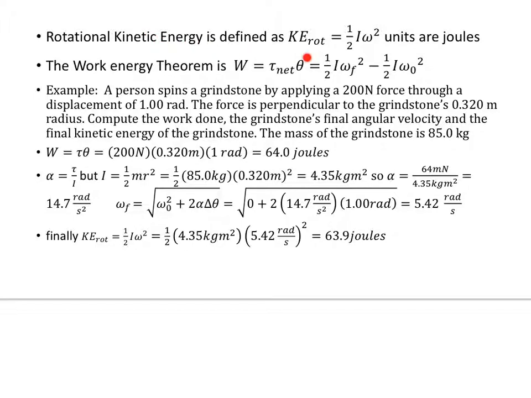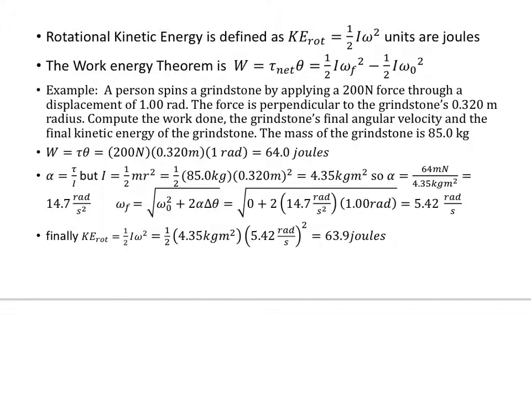Rotational kinetic energy is defined by this equation, 1/2 Iω squared. Notice the similarity between that equation and the one for linear kinetic energy, which was 1/2 mv squared. The units are joules. Okay, so the work-energy theorem says that the work done is going to be equal to the change in the rotational kinetic energy of the disk. So this would be the final rotational kinetic energy. This would be the initial.